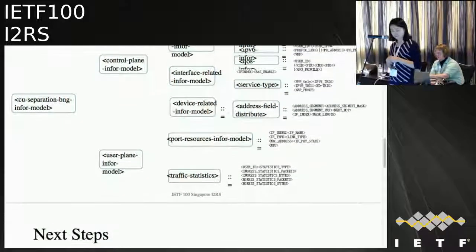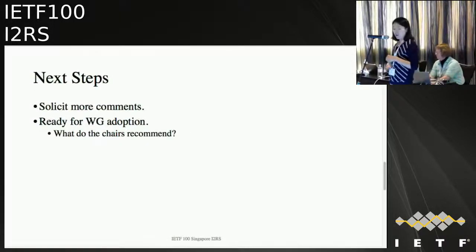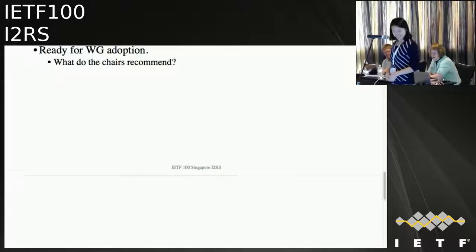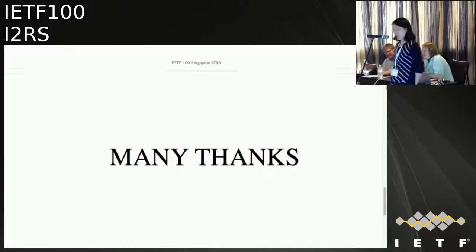Next slide, please. Next slide is about our future steps. The first is we want everyone to give us more comments. And up to now, we have updated this draft many times. So we think the information model may be mature, and maybe this draft is ready for the work group adoption. So let us leave the question to our chairs. What do you recommend about this draft? And the last slide is many thanks.